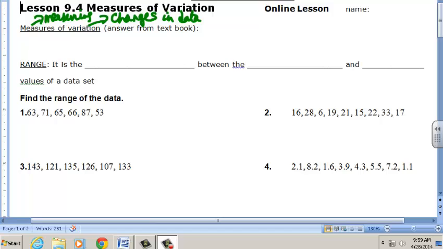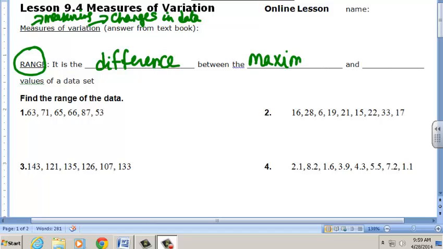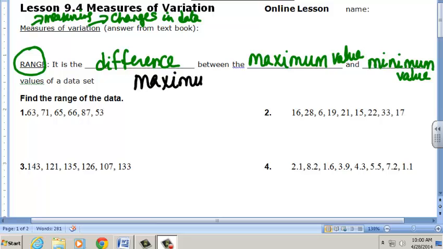Okay. One of them is range. What is a range? Range is nothing but the difference between the maximum value in the data and the minimum value of the given data. That's what range is. So, how do we write it out? We can say that the range is maximum minus minimum. Maximum minus minimum.